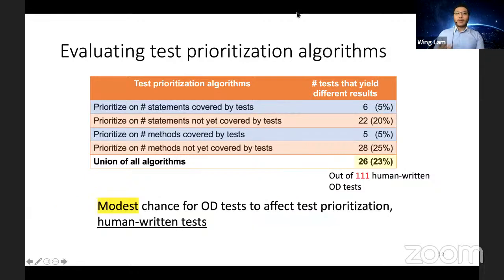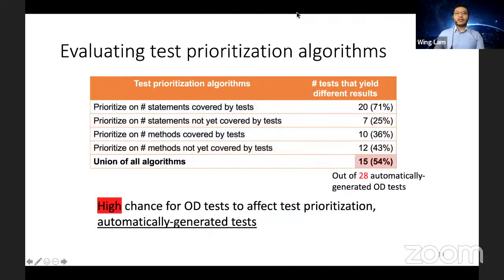Overall, we find that there's a modest chance for these order-dependent tests to affect these test prioritization algorithms, especially with these human-written tests. In terms of automatically generated tests, we do see that the change becomes quite a bit more drastic. In fact, it goes up to about 54% of the order-dependent automatically generated tests being revealed when we use test prioritization algorithms.